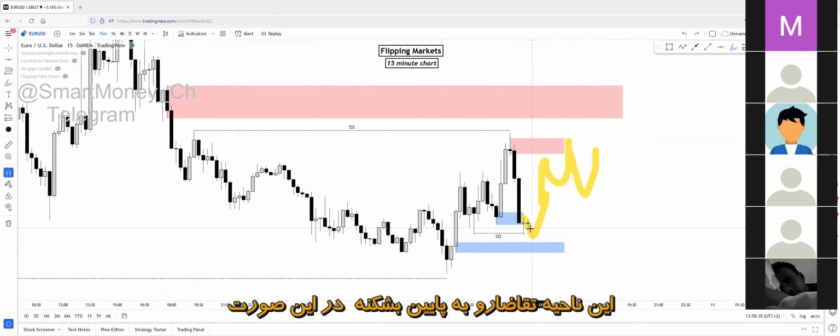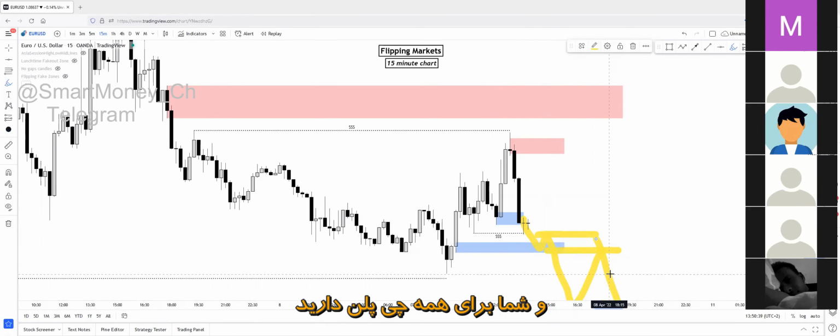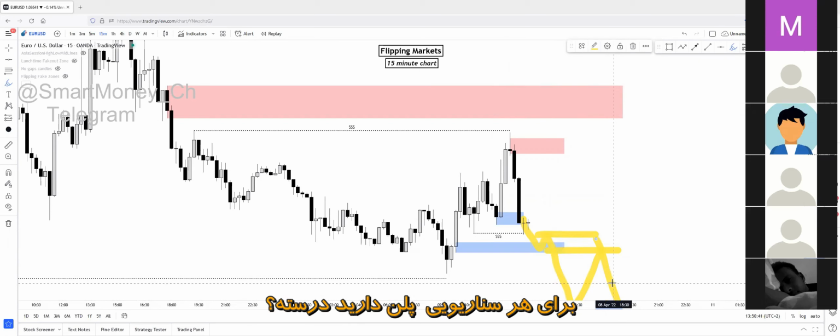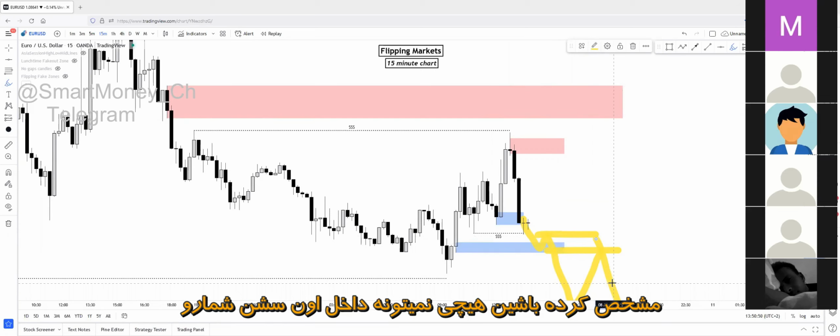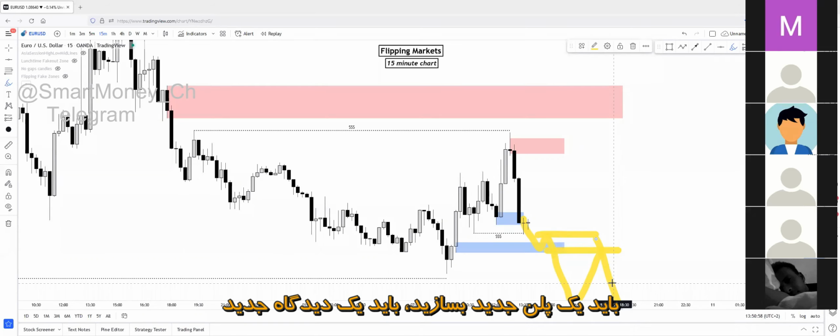If price breaks below this demand zone, you'll know that price will continue the overall bearish order flow and you have a plan for everything. Every single scenario you have a plan for, right? That's why you have to build a perspective before every single session. Because if you build a perspective, nothing can surprise you in that session, right? But if something completely different happens than you were expecting, then you have to build a new plan.